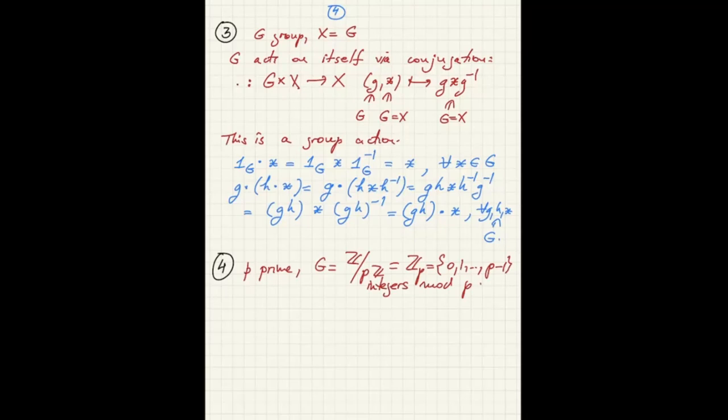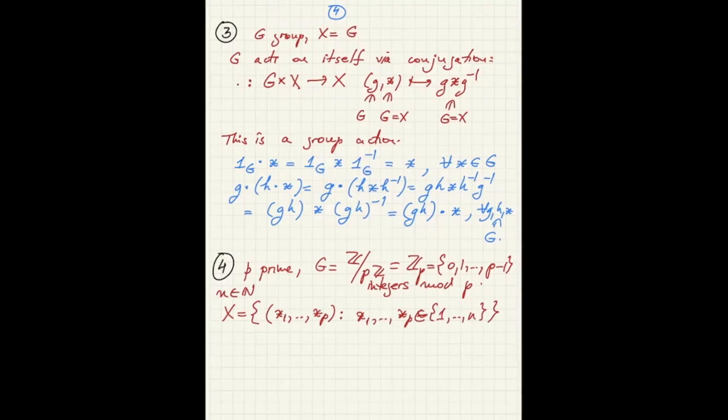Okay, and the set X for us is the set of ordered p-tuples (x1, x2, ..., xp), where x1, ..., xp come from a set. So they are elements of the set {1, 2, 3, ..., n}, where n is some natural number. So I have the group, integers mod p, and I have the set of ordered p-tuples, with the same p, of natural numbers.